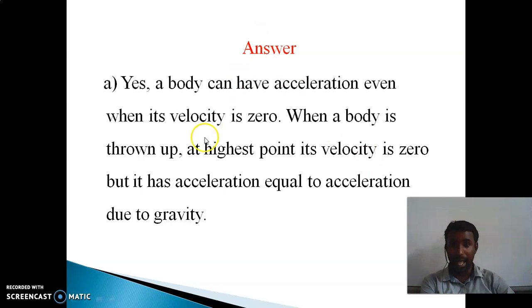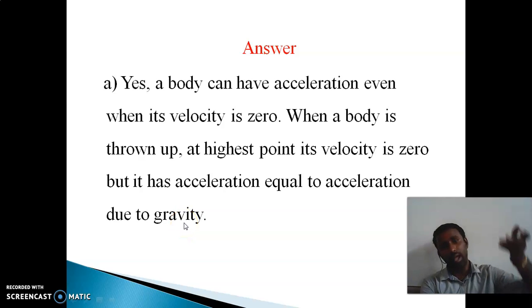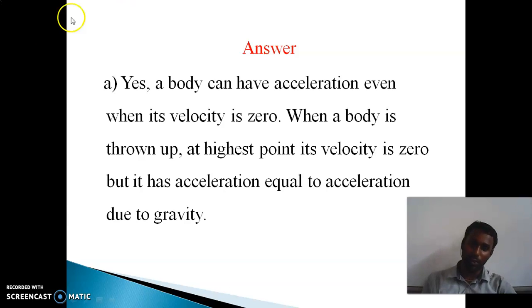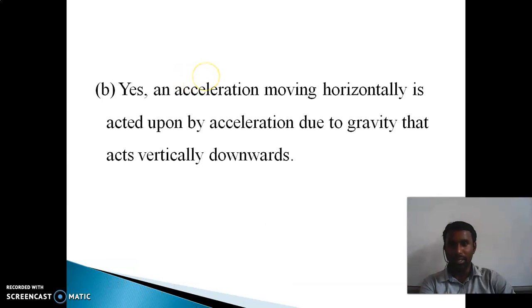But it has an acceleration equal to the acceleration due to gravity. Yes, because of the gravitational force, acceleration is present. So even though velocity is 0, it has an acceleration. Okay, so the next case, the second one, what is the question?